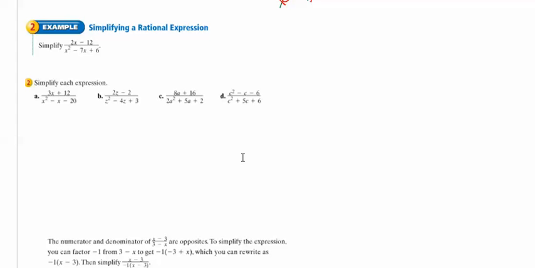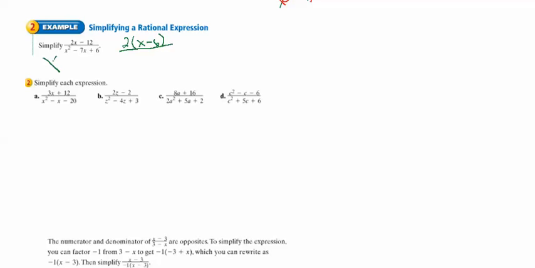Okay, now example 2, we're going to simplify a radical expression. I look at the top and I have 2x minus 12, and then I have x squared minus 7x plus 6. Okay, we're going to use some things that we've learned in the past chapters for this. First of all, I look at the top and say, okay, is there anything in common between the 2 and the 12? And there's a 2, so I'm going to make this 2 times (x minus 6). At the bottom, I'm going to factor.